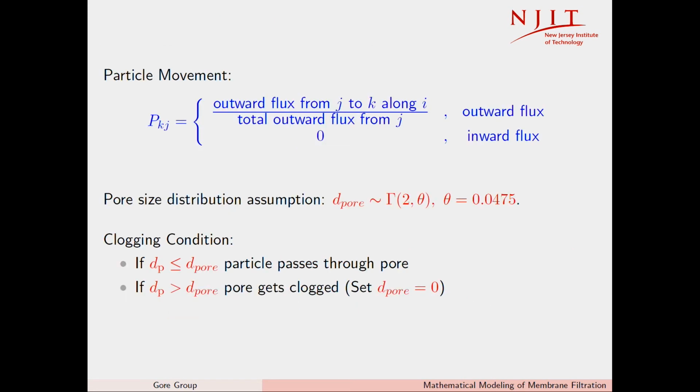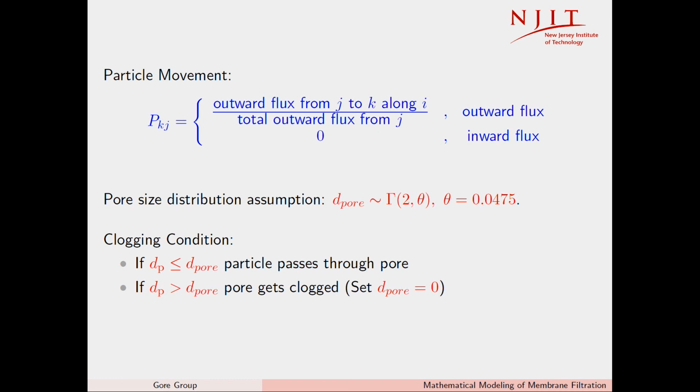All right, so once we do that, we need to determine how the particle moves. So we define a probability of which edge the particle will travel down, and it's given by the ratio of the outward flux moving from node J to K along an edge I. For an inward flux, the probability is going to be 0, because the particle is not going to want to go in that direction. Then we also assign a pore size distribution based on this gamma distribution here.